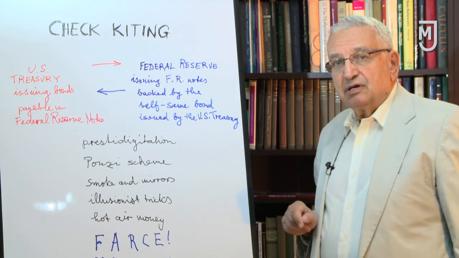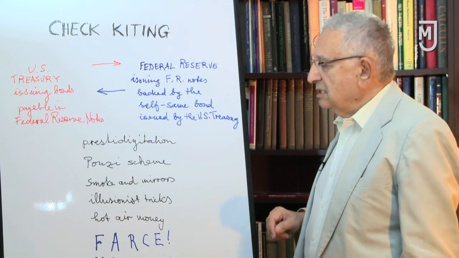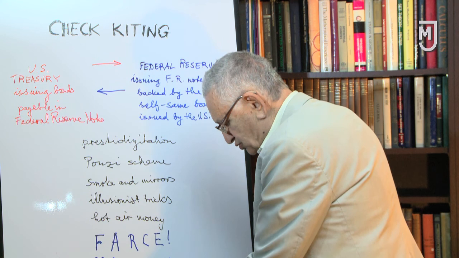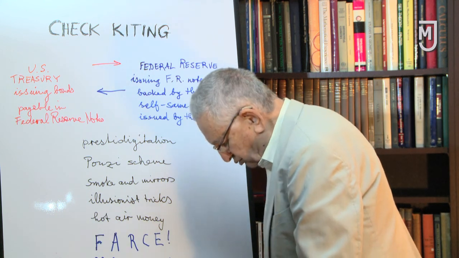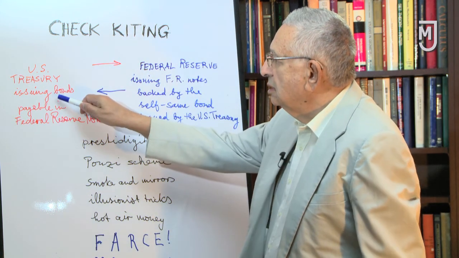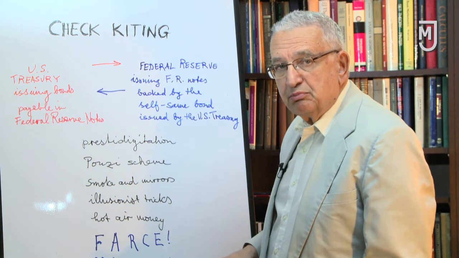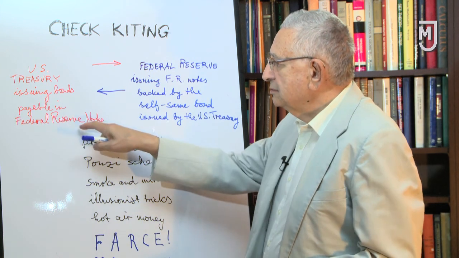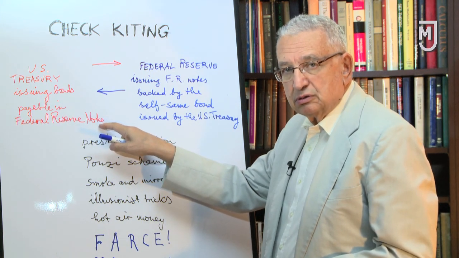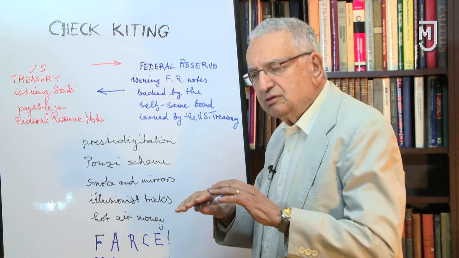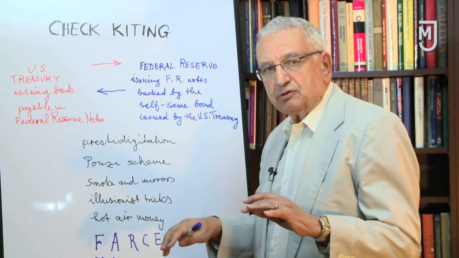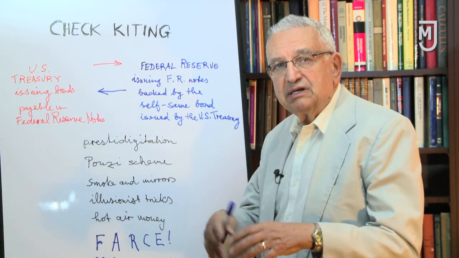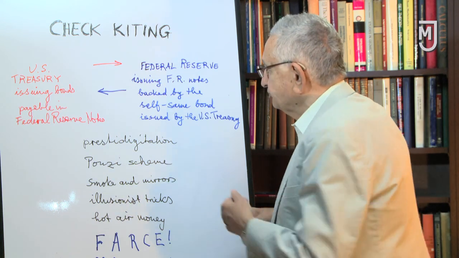Now, going back to the government of the United States, there is the US Treasury. The US Treasury issues liabilities which are called bonds, treasury bonds, and they are payable in Federal Reserve notes. No backing, no provision for retirement or repayment. It's just printing them and issuing them.